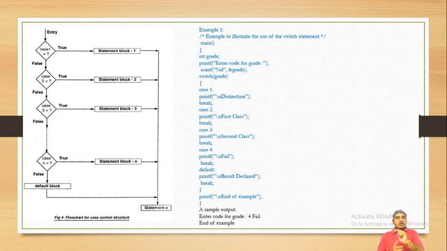Switch grade. Case 1, printf distinction in a new line, break. Case 2, new line, first class, break. Case 3, printf \n new line, second class, break. Case 4, printf new line, fail. Default, printf \n result declare, break. Then printf end of example.